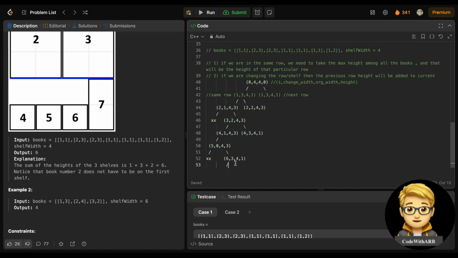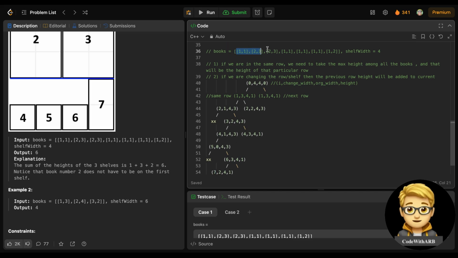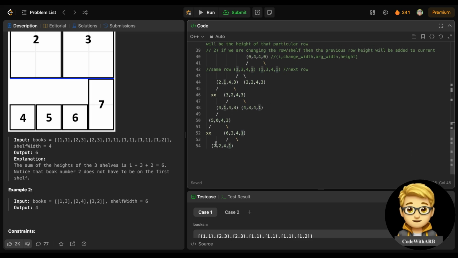Now this sixth value needs to be placed. If I want to place it in the same row, I can put it. This will be 6, this will be 7, this will be 2, this will be 4, and the height is still 1, right? Now one thing to note: we have reached 7, and the total number of books is 7, so 2, 4, 6 and 7. If we reach 7, we need to return from there.